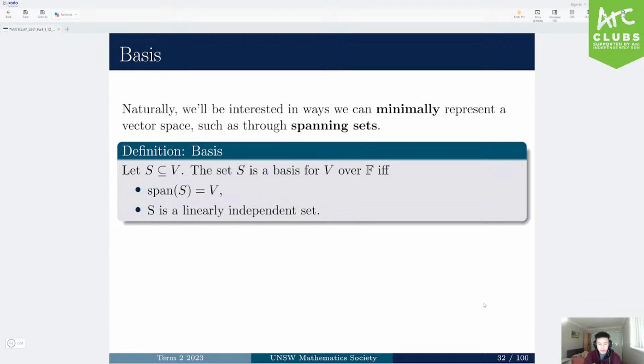Now, naturally, you want to be thinking of a set that would represent a vector space with the minimal number of vectors, such as through spanning sets. Suppose we have the set S, which is a subset of the vector space V. The set S is a basis for V if and only if these two conditions hold: the set S spans V, and the set is also linearly independent.